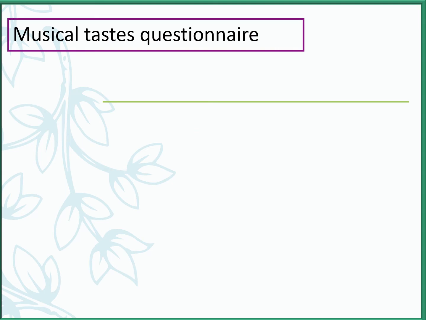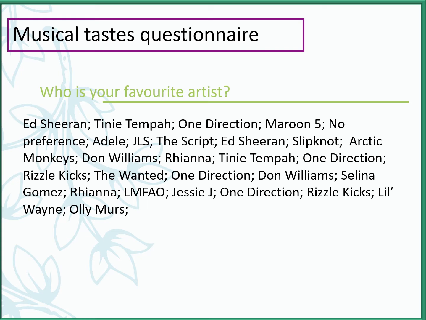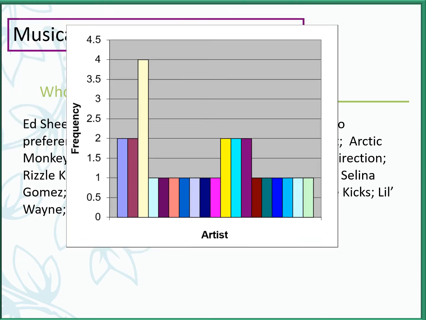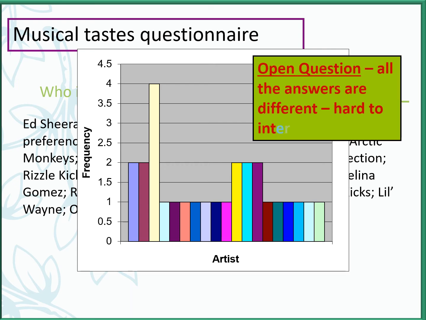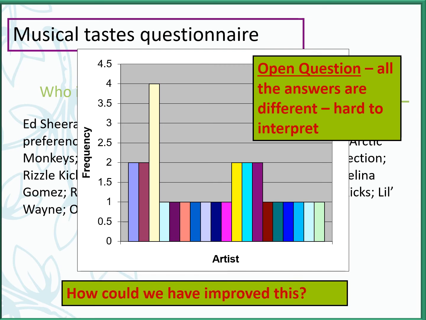So let's check this questionnaire. I asked, who's your favorite artist? And I got all of these names. When I wanted to interpret it and convert it into a bar chart, I got all of these results. It was very hard to do because I asked an open question without giving options. All the answers were different, so it was very hard to interpret.